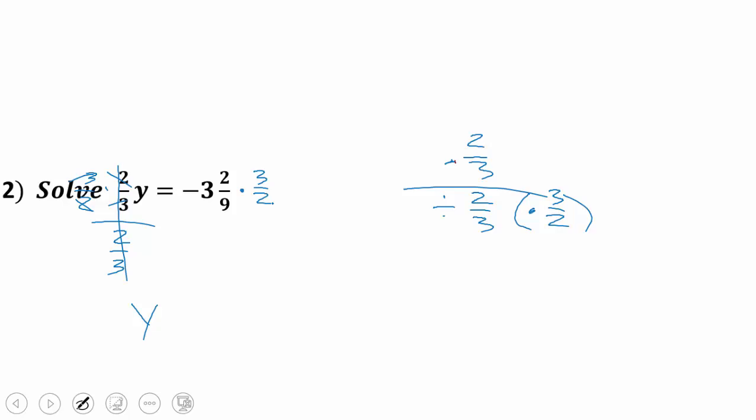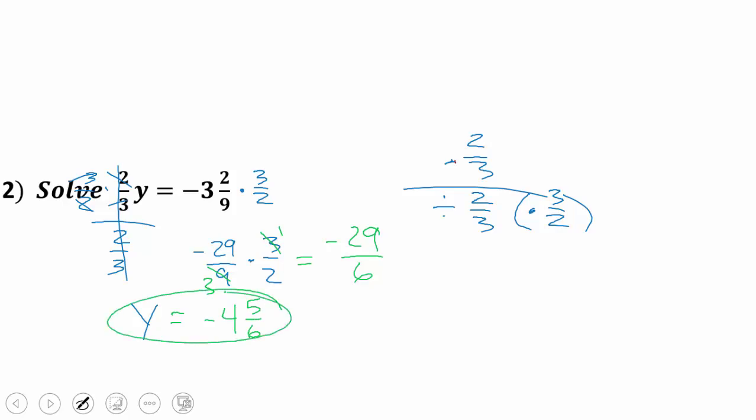So I'm going to say that negative 29/9 multiplied by 3/2. Now I'm going to grab my simplifier. 3 goes into 3 once, 3 goes into 9 3 times. And so I'm told that I have a negative 29/6. So my final answer is negative 4 5/6. Let's go on to example number 3.